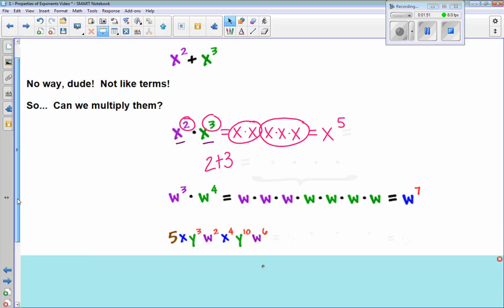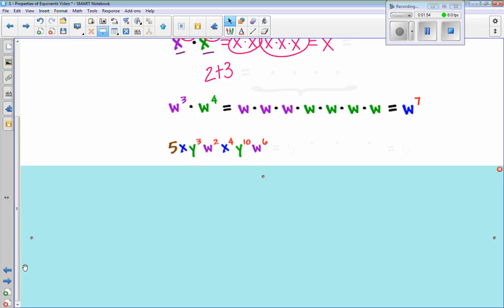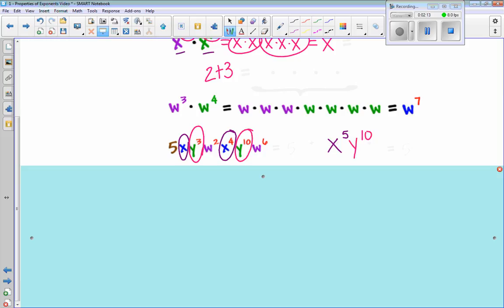Now here it gets a little bit more tricky. We can write this one out again, and we can combine them, or we can use our trick. So we have 1 x here, 4 x's here, and that's it. So we have x to the 5th. We have 3 y's here, and 10 y's here, so we have y to the 10th. We have 2 w's here, and 6 here, which gives us w to the 8th. And we've got that 5 hanging out front, so we'll just pop it right on at the end.